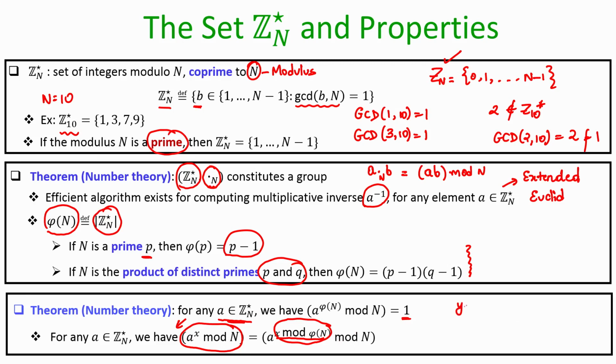So, if y is equal to x modulo phi of n, then what I am saying here is that a to the power x modulo n will give you the same result as a to the power y modulo n. And this is a very nice result, because if your exponent is very large, then instead of computing a to the power a large exponent, you can first reduce the exponent and make it a small value, and then compute modulo n, you will get the same result.